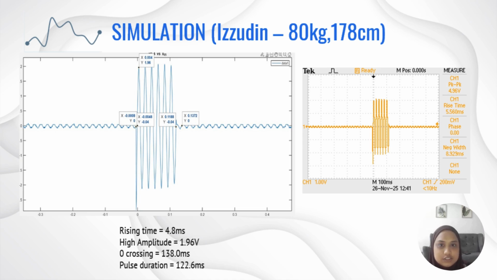So this is the simulation result for Izzuddin. The weight is 80 kg and height is 178 centimeters. This is the simulation result from MATLAB and also the oscilloscope. For the rising time, we got 4.8 milliseconds and high amplitude 1.96 volts, zero crossing 138.0 milliseconds.